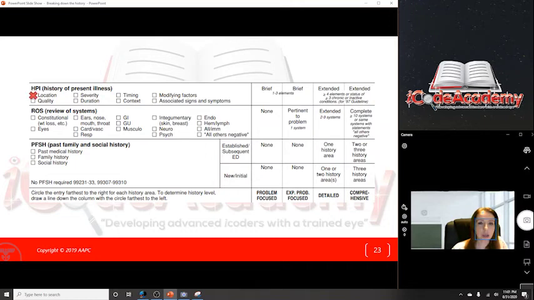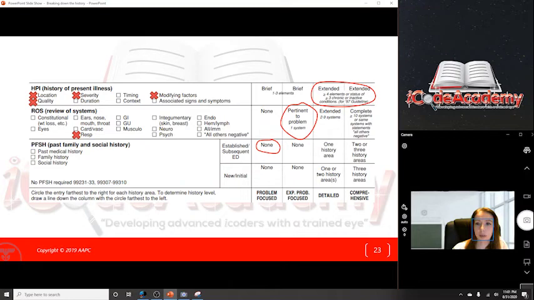We have our location, quality, severity, as well as modifying factors. This is going to put us in an extended HPI range because we have 4 or more elements. Review of systems. We had 1, we had respiratory. All right, so let's circle that. As far as past family, social, or medical history, we didn't have any. We know this is an established patient because it indicated the patient was established and they're there for a follow-up.